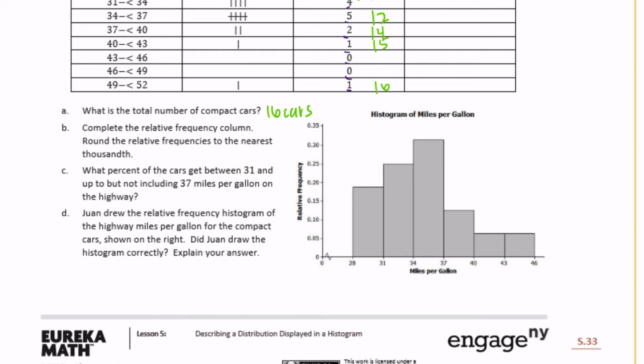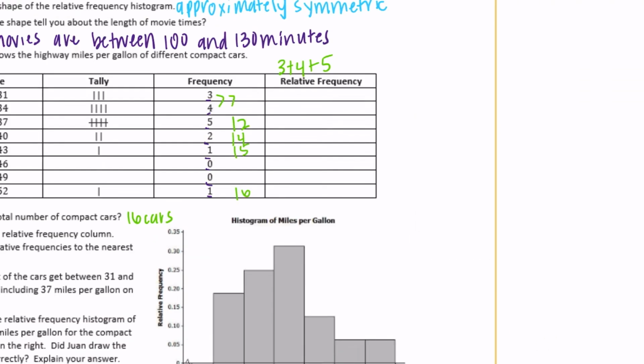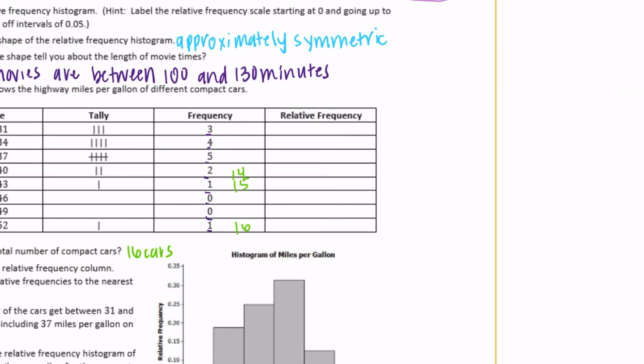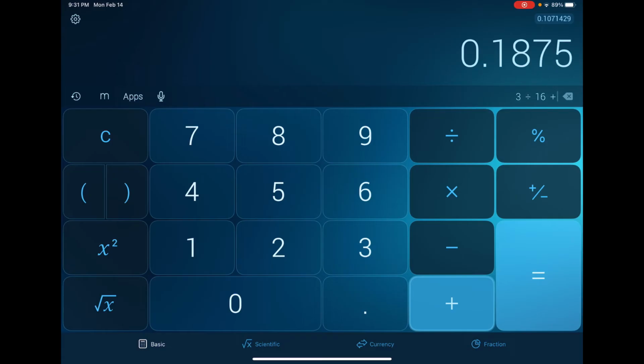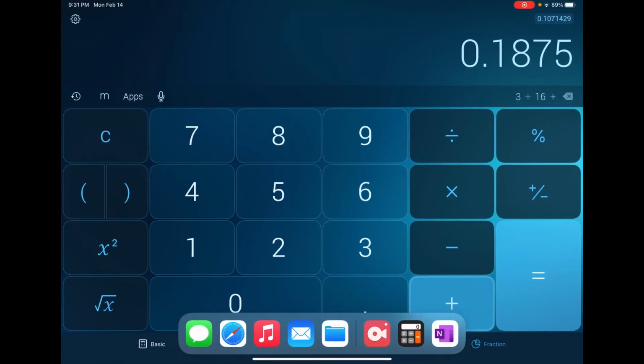which we need to complete the relative frequency column. Round them to the nearest thousandth. So everything's going to be out of 16. So let's do 3 out of 16, 4 out of 16, 5 divided by 16, just all the way down. 0 out of 16 is 0, and then 1 out of 16. Okay, let's start with 3 divided by 16. So back to the calculator. Round to the nearest thousandth. So that 7 is going to turn into an 8. So 188 thousandths.